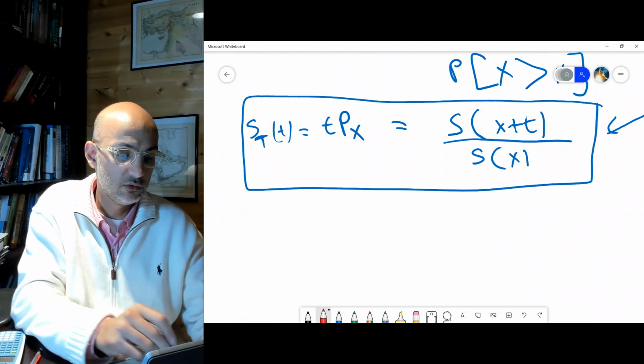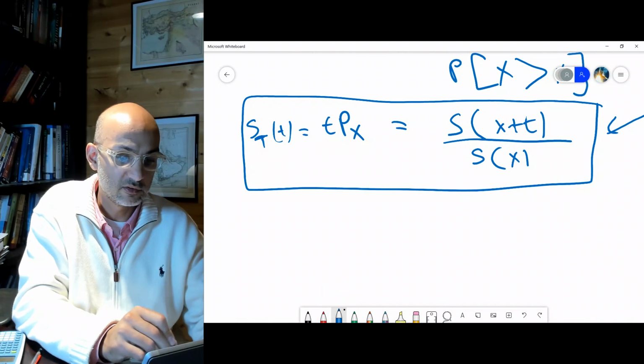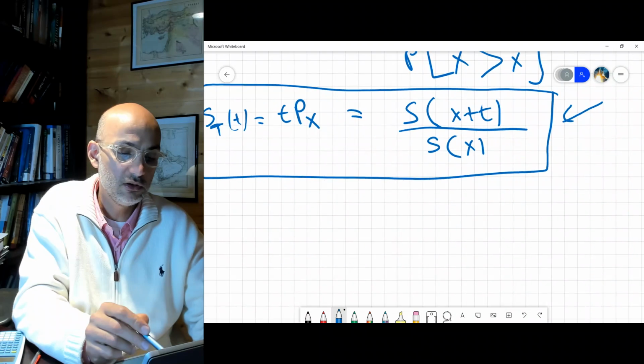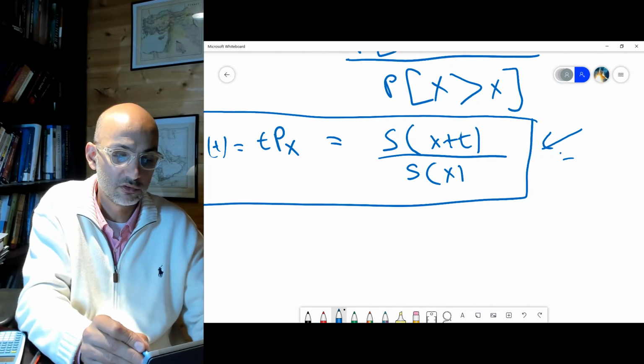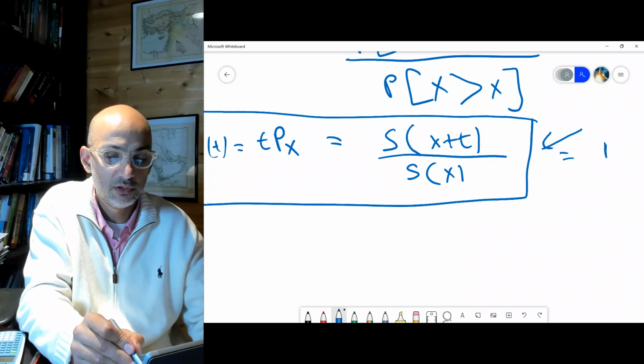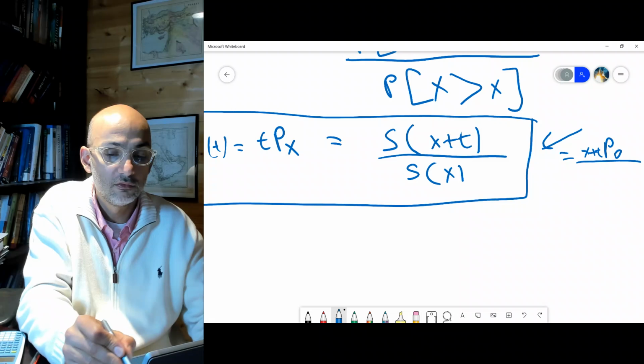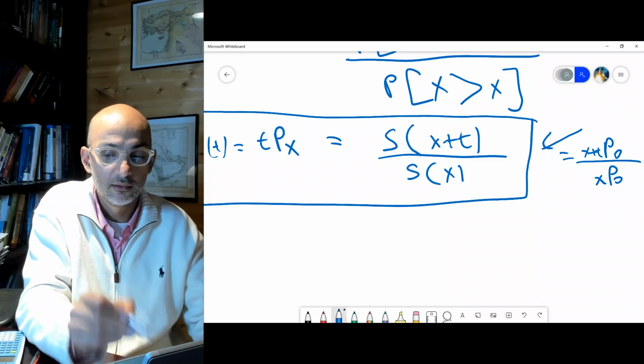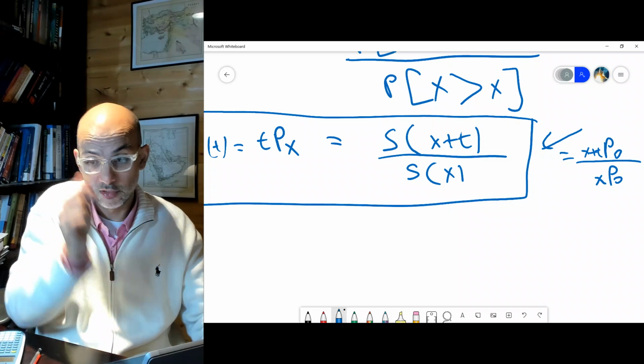I mean, you can also, if you want, write this one in actuarial notation. This is S of 0, if you remember, x plus t, divided by S of 0 and x here, right? Same notation as in the past, right?